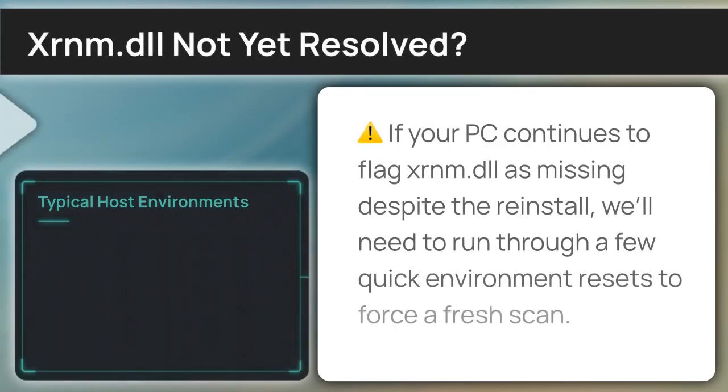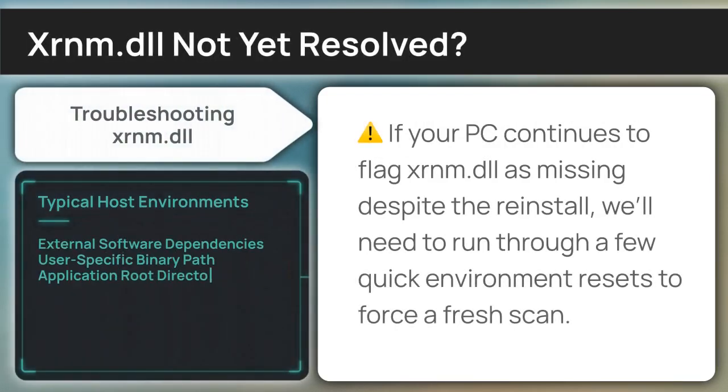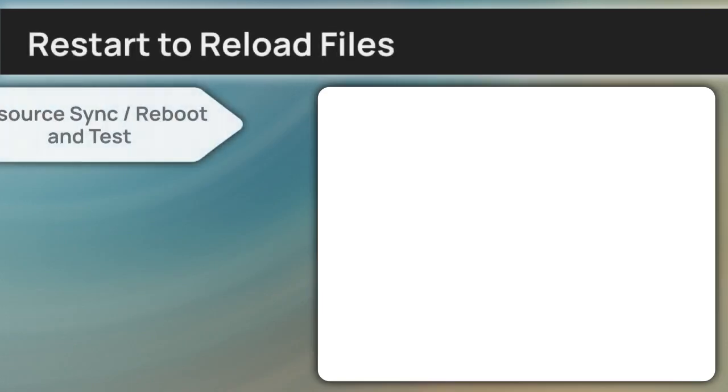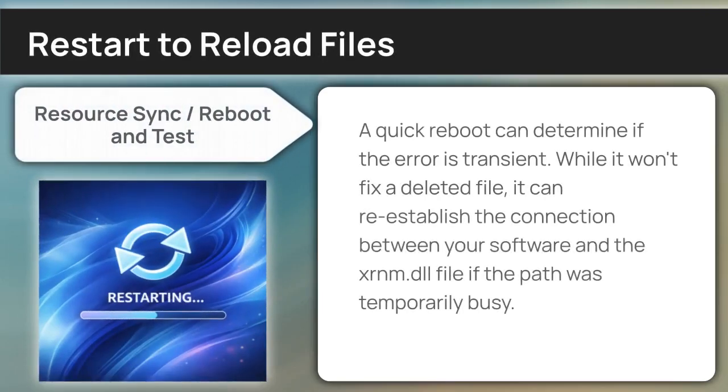Should the file remain missing after a reinstall, we need to ensure that the operating system is forced to re-index its shared library paths. A full system restart ensures that no background processes are currently locking the Xrnm module file. A fresh boot allows Windows to reinitialize its library map from a clean state.